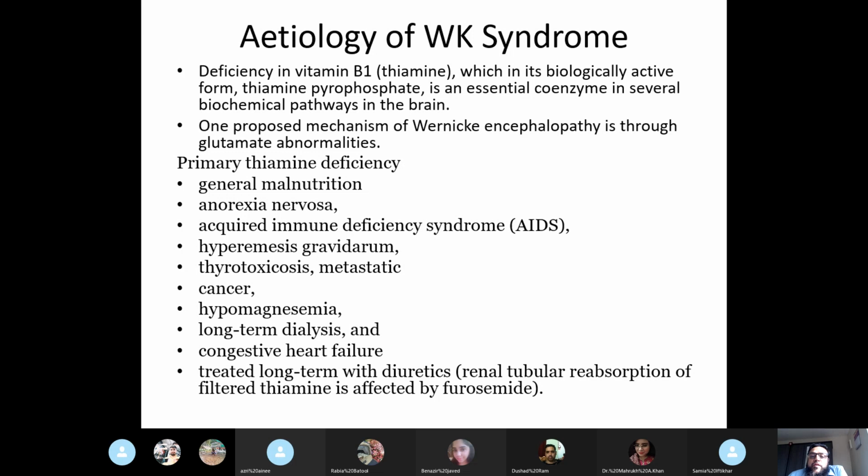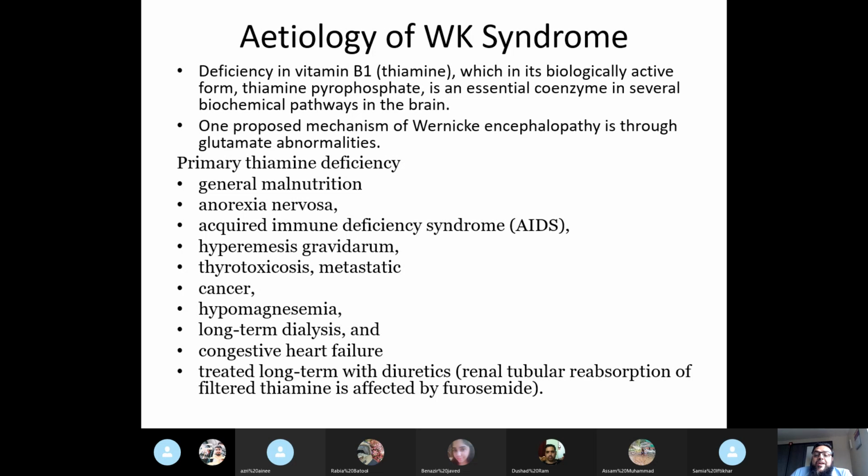So let's say if a person is malnourished, or let's say if a schizophrenic man is living in the slums and not eating and drinking for many months, he may go into Wernicke's encephalopathy. And alcohol is one. Then anorexia nervosa, they are also at risk of any deficiency, and that may include Wernicke's encephalopathy, then AIDS, HIV.